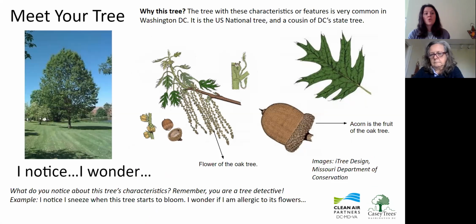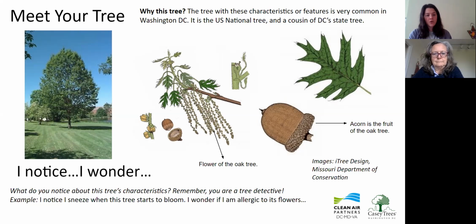This tree is also the US national tree, so we figured we'd pick something that represents the US. It also has very common and distinct features of this type of tree. The features and characteristics are very unique, so you can know right away what you're looking at. It's also a very common tree in Washington, DC. So all that in mind, let's take a look and see if there are clues here that tell us what kind of tree this is.